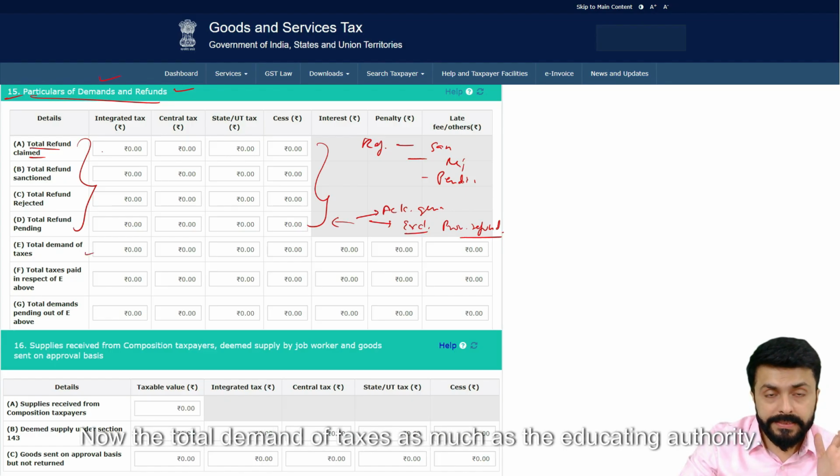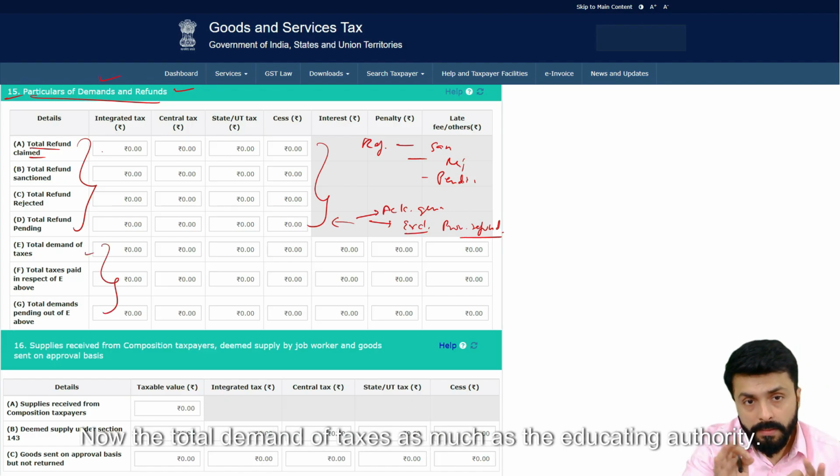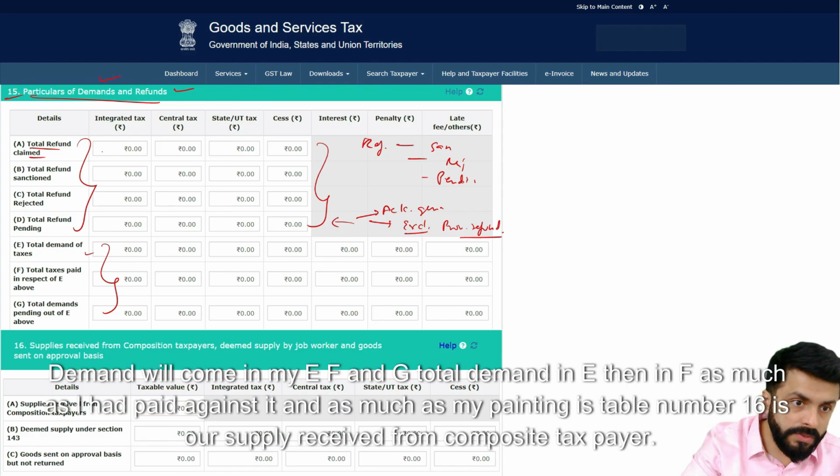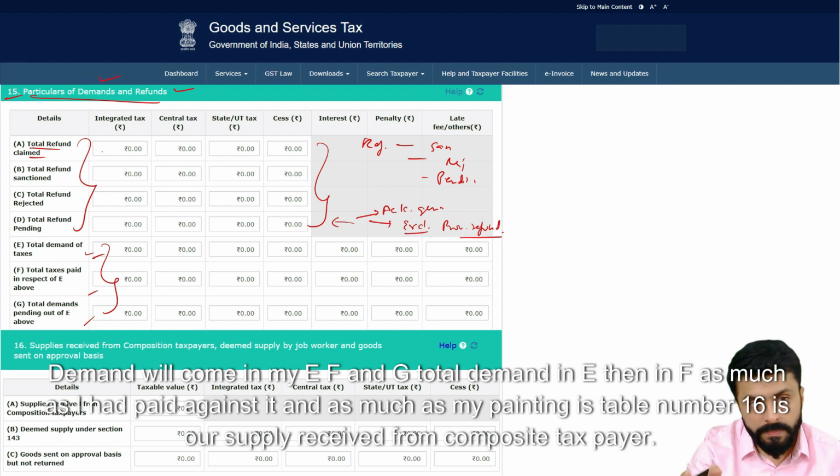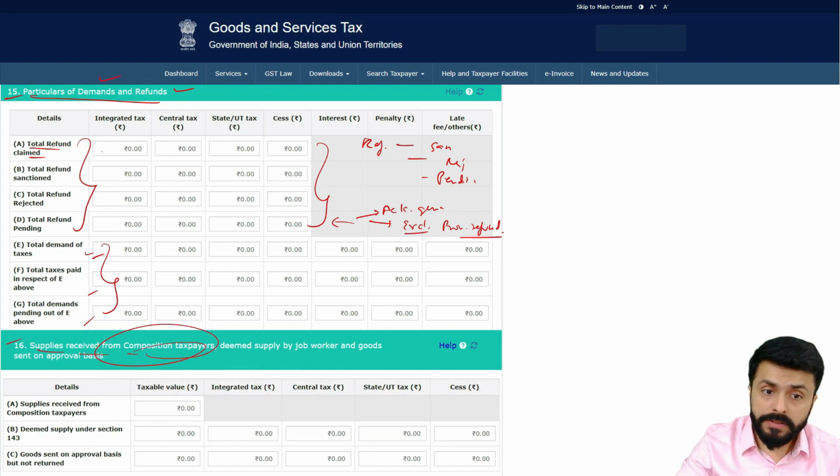Now the total demand of taxes as much as the adjudicating authority. Demand will come in E, F and G: total demand in E, then in F as much as I had paid against it, and as much as my pending is. Table number 16 is our supply received from composite taxpayer.